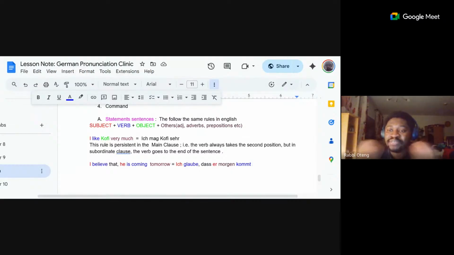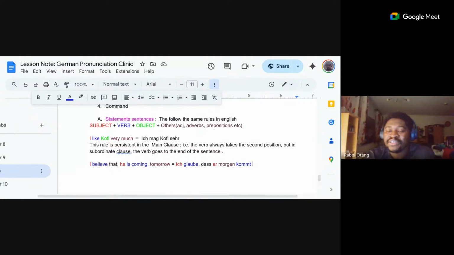In simple sentences, making simple statements, you don't need any subordinate clause. But if you need to make sentences with a subordinate clause and a main clause, then remember that for statements, the main clause is subject, verb, object, just like in English, SVO.